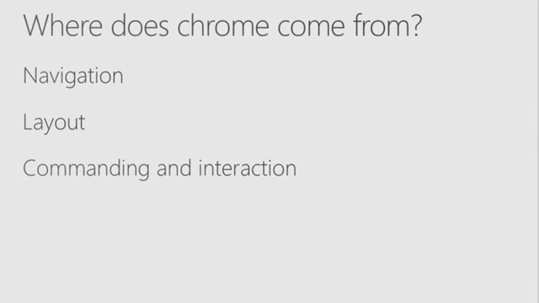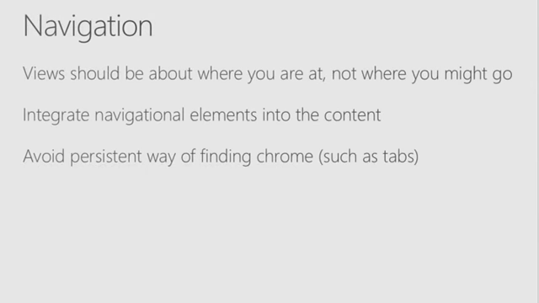So where does this content typically come from? Really, it typically comes from navigation, getting around the app, layout, so structuring the content on the page, and then commanding an interaction with the content. So how do we do that in Windows 8? Well, navigation, we just make the content itself navigable. And we saw that within the News app, where I would just tap on the news story to navigate to it, or I tap on the section to go to that section.